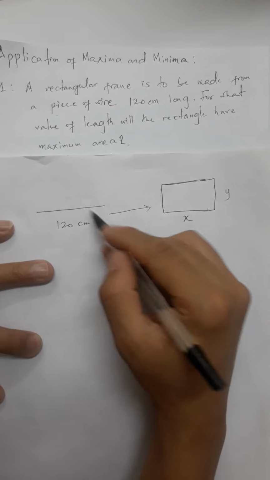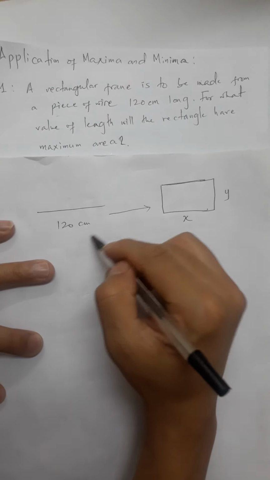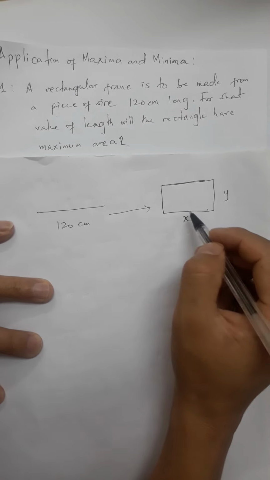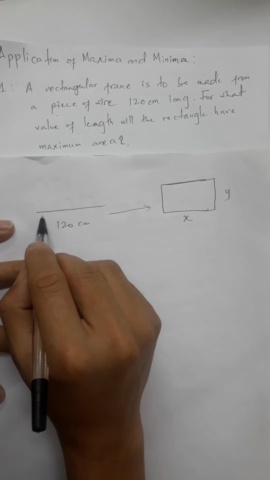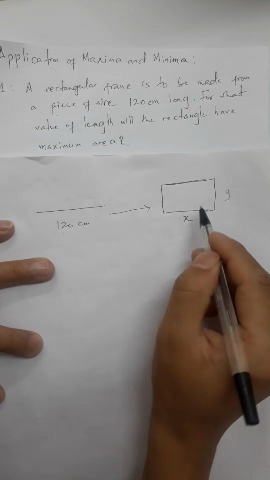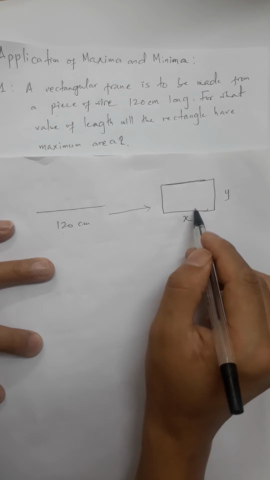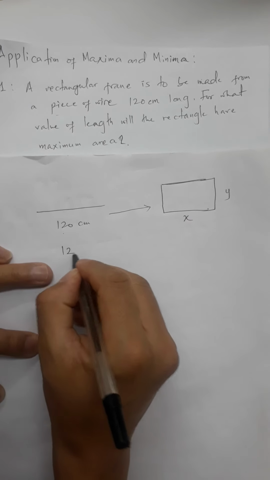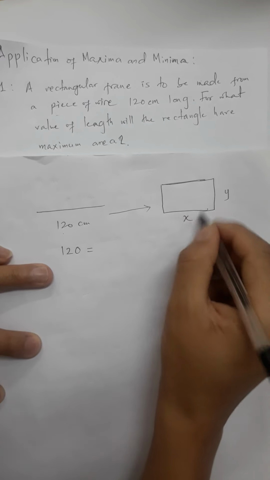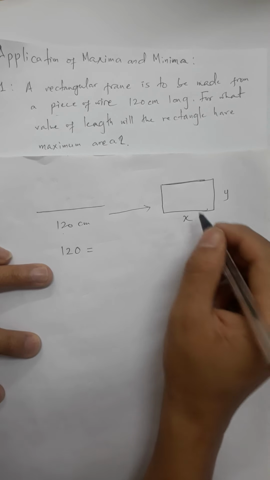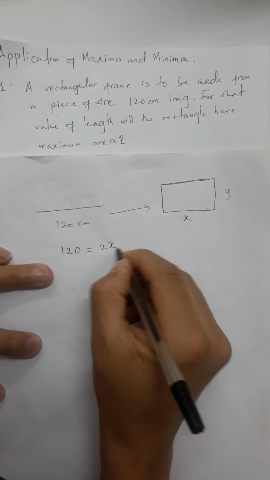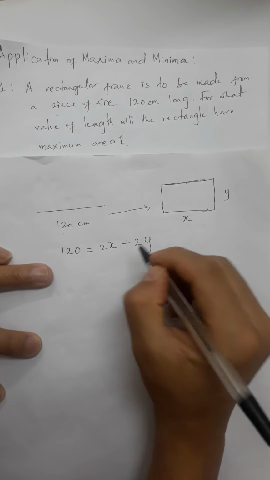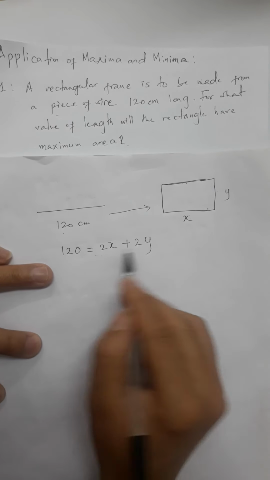Now from this given information, what we will find is the perimeter of the rectangle. Since the length of the wire is just 120 centimeter, the perimeter of the rectangle is going to be equal to this length. So therefore the perimeter of the rectangle is going to be 120 equal to, how do you find the perimeter of the rectangle? It is going to be 2x, it will give you the length of these two sides, plus 2y. So this is the perimeter of the rectangle.